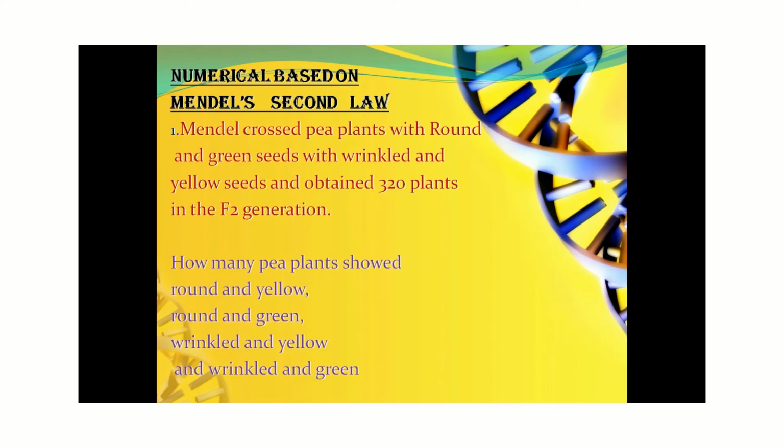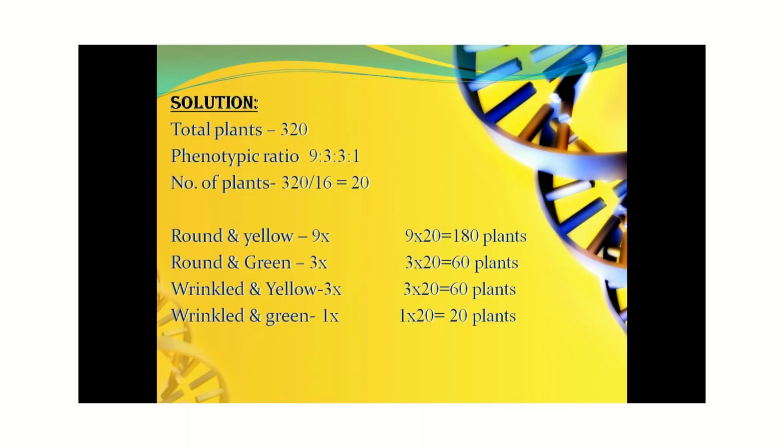So when we see about these plants, like how many showed round and yellow, round and green, wrinkled and yellow, wrinkled and green, here they are asking you regarding the ratio. So the phenotypic ratio has to be applied. What is that phenotypic ratio that we have learned? 9 is to 3 is to 3 is to 1. So here when we look at the solution, you see total plants 320 and the phenotypic ratio 9 is to 3 is to 3 is to 1.